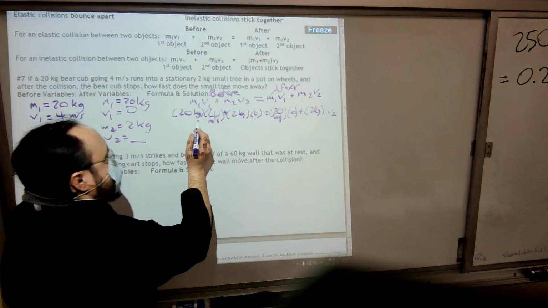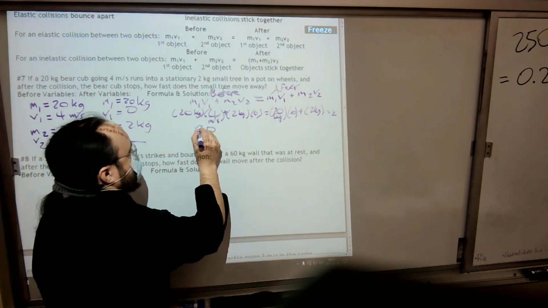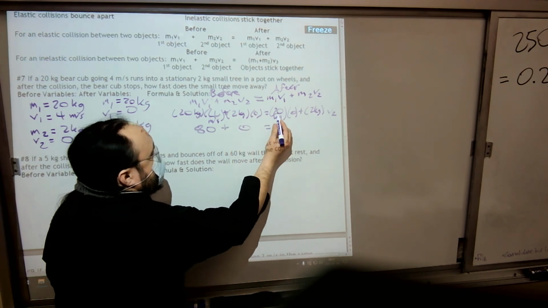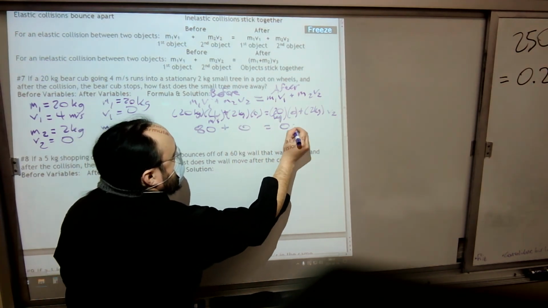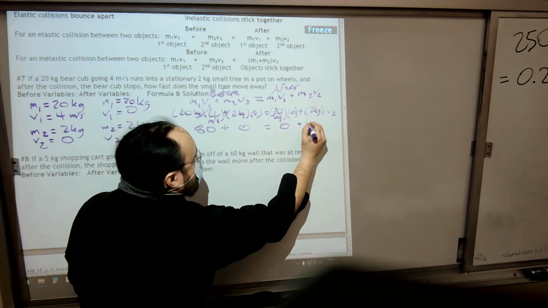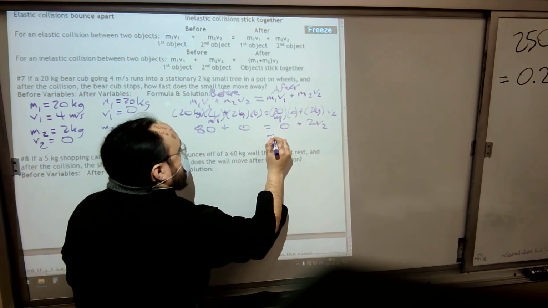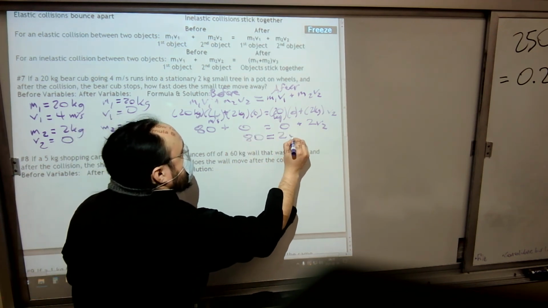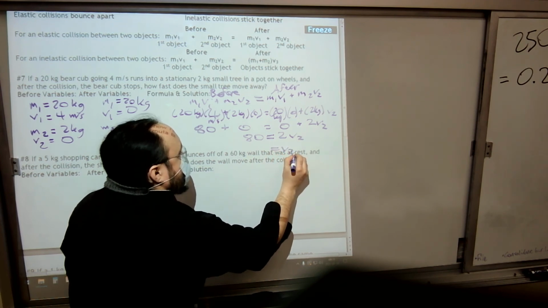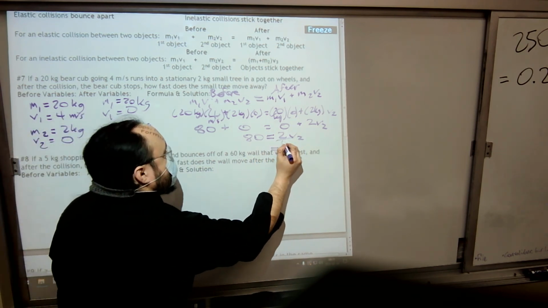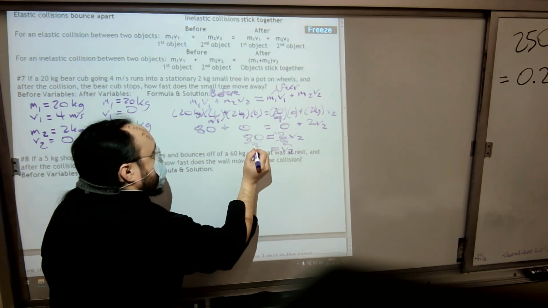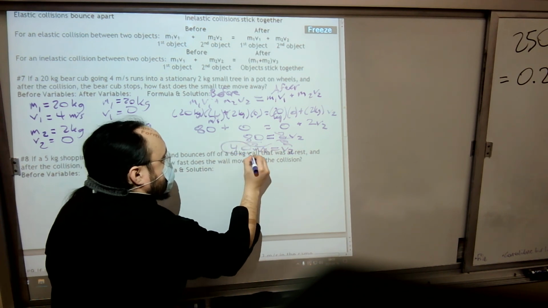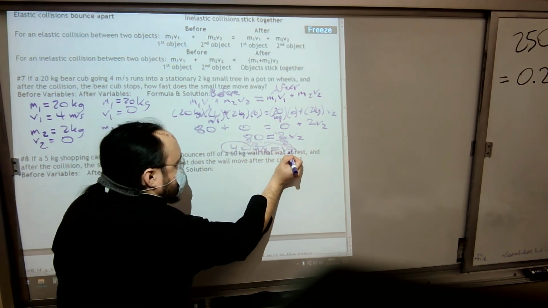20 times 4 is 80, plus 2 times 0 is 0, equals 20 times 0 is 0, plus 2 times V2, which is just 2V2. Now I can simplify. 80 plus 0 is 80. 0 plus 2V2 is 2V2. So it says 2 times V2, so I'll divide both sides by 2. 80 divided by 2 is 40. And that's a velocity, so it's 40 meters per second.